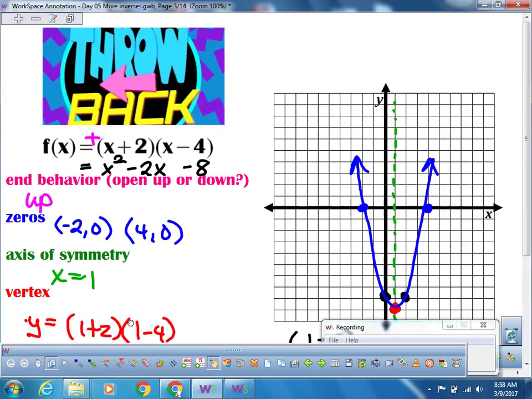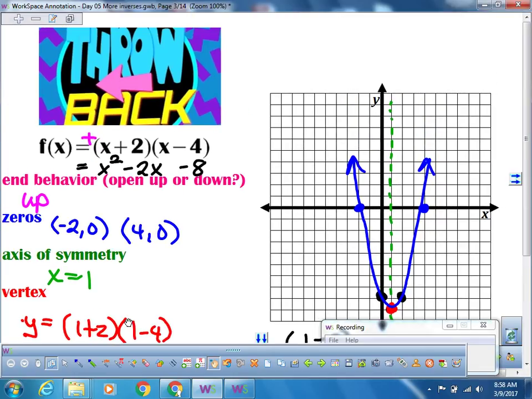And then we went back up and decided that we needed to find the y-intercept by multiplying negative 4 times 2, which is negative 8, and that was our y-intercept. And we used symmetry to find the point on the other side of the axis of symmetry, and then we graphed it.